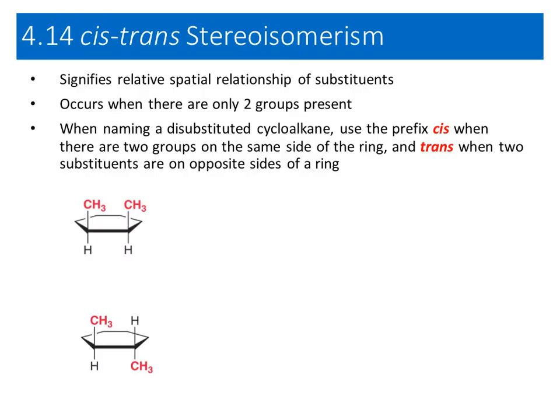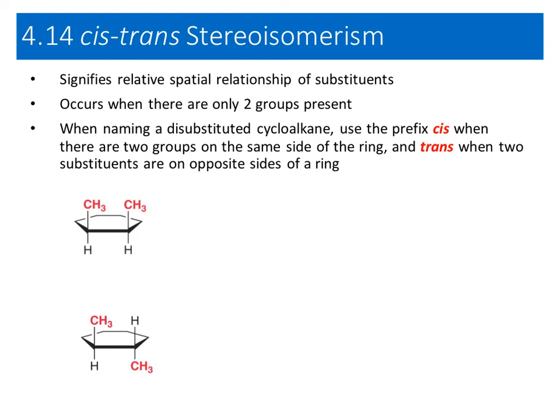Cis and trans stereoisomerism. We can call the groups, depending on positioning to one another, either cis or trans. And these occur when there are only two groups present in the molecule. If there is one or more than two, we cannot use this terminology. As I mentioned, cis and trans, they are stereoisomers to one another. We are going to learn about the stereoisomers in chapter 5. However, for now, we are just focusing on the name and the terminology.